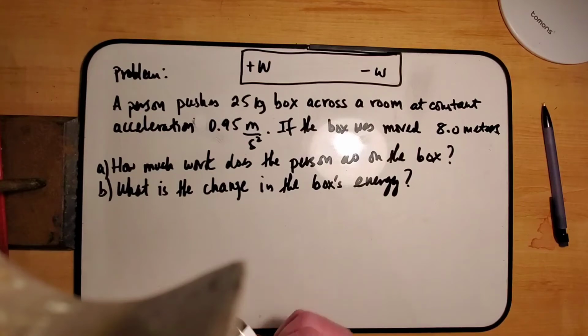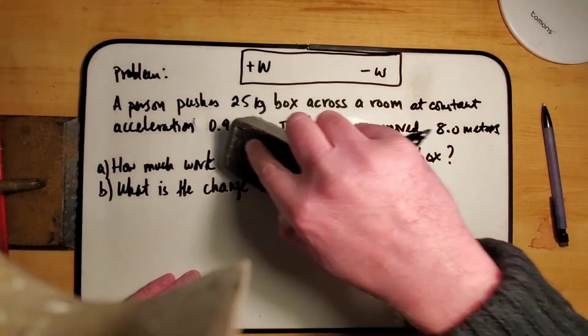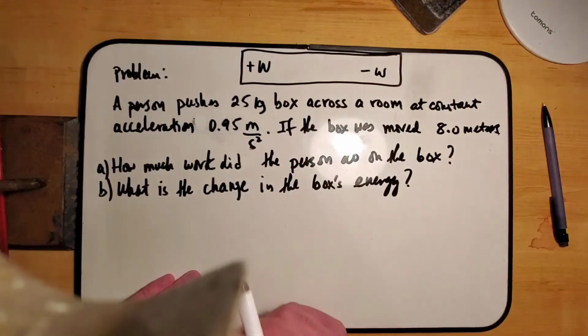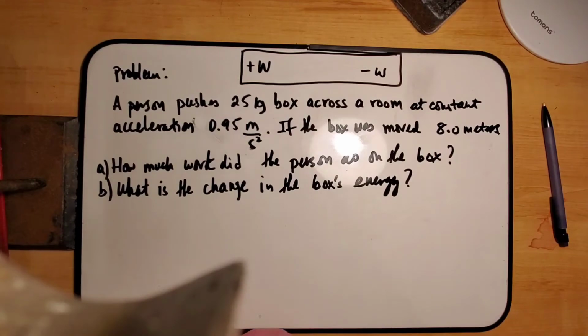Okay, here's the problem. A person pushes a 25 kilogram box across the room at a constant acceleration of 0.95 meters per second squared. If the box was moved 8.0 meters, here are the two questions. How much work did the person do on the box? And what is the change in the box's energy?